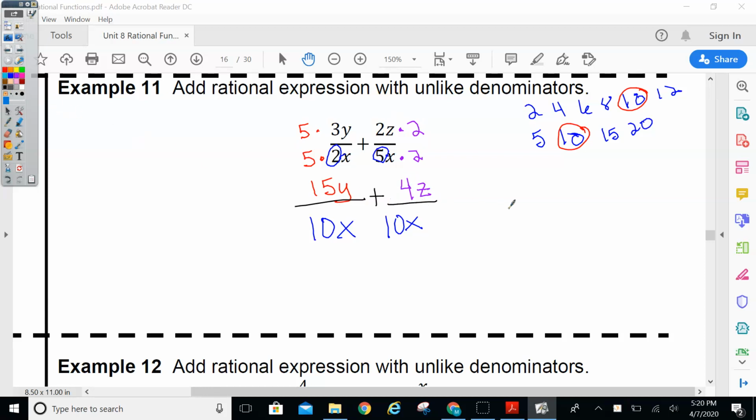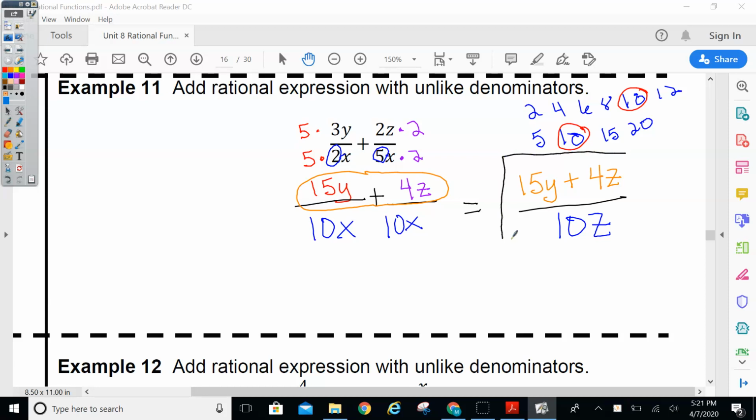So since the denominators are the same, I can add numerators together. So here, 15y plus 4z, those aren't like terms, so those are going to stay 15y plus 4z. And then here, denominator just stays 10x. So you don't add denominators together, you just combine like terms in the numerator. So here, we leave the answer as is.